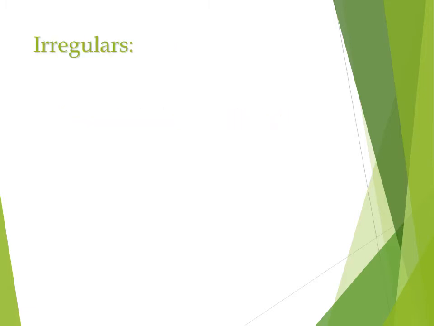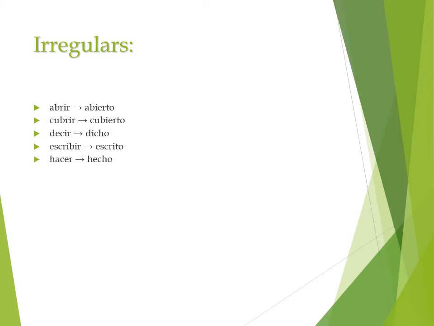Irregular past participles. Now, some AR verbs don't just change to ado, and some ER and IR verbs don't just change to ido. Here's a sampling of the most common irregular past participles. Abrir changes to this. Repeat, class. Abierto. Cubrir, repeat. Cubierto. Decir. Dicho. Escribir. Escrito. Hacer. Hecho.